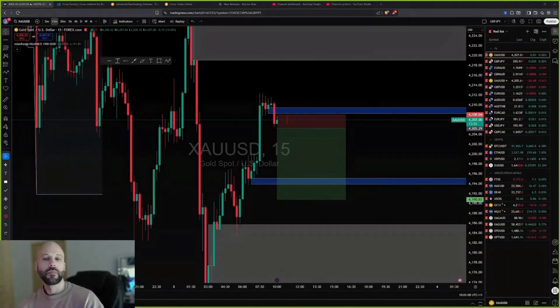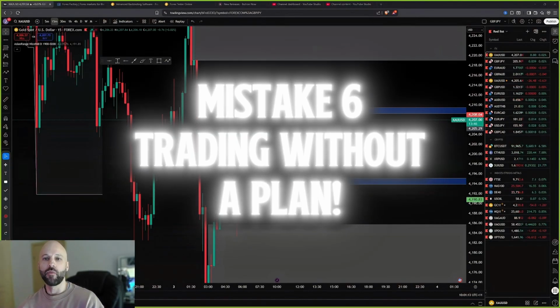So that would be a good way to avoid that mistake of having your stop loss placed a little too tightly. So mistake number 6 and 7 kind of tie into one another, guys, and mistake number 6 is trading without a plan.